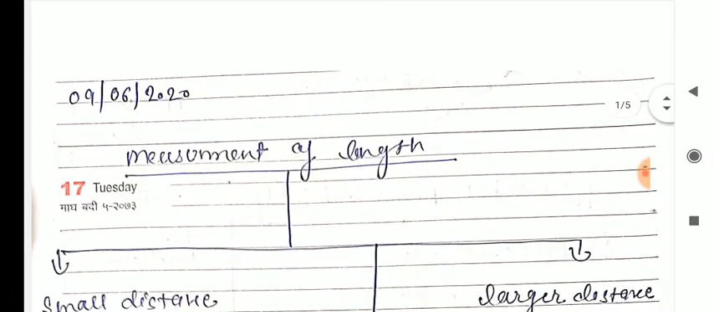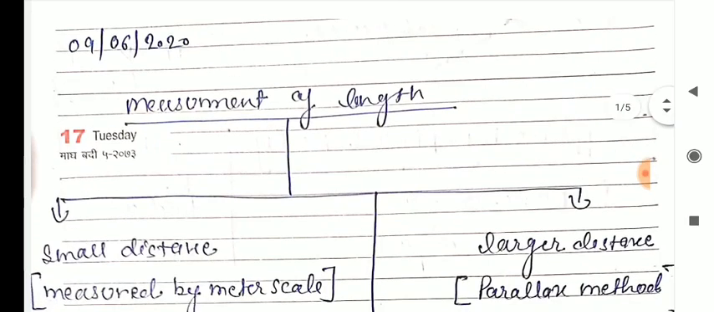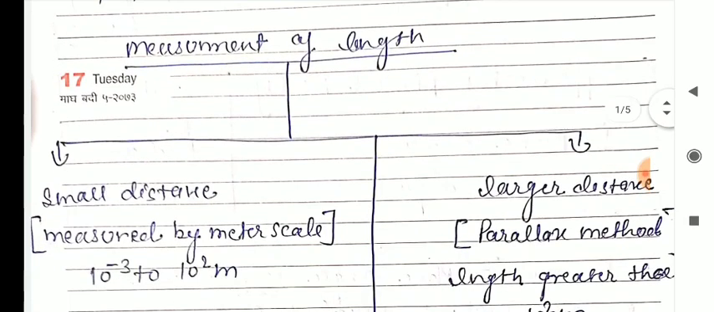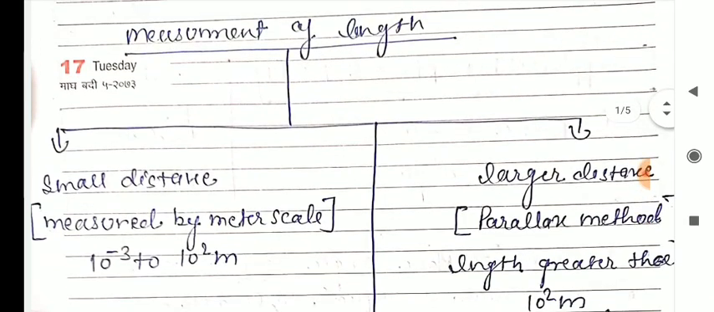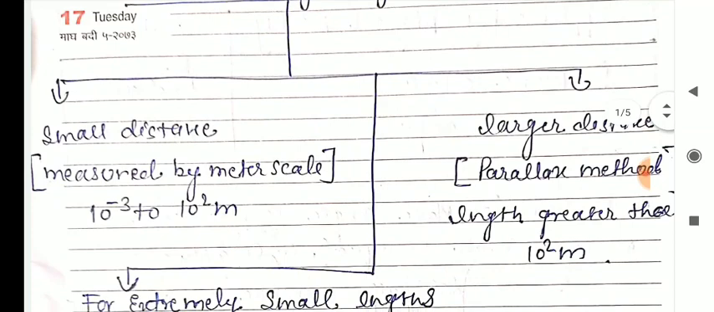So, students, today we are going to discuss the measurement of length. We have different types of lengths, some large distances, some small distances. We have various methods to calculate the different types of length. So, we will split the measurement of length into three parts.